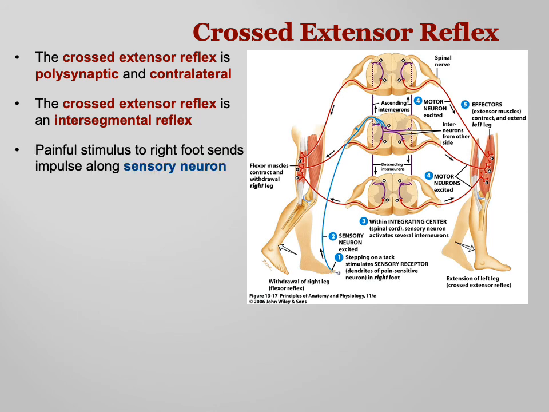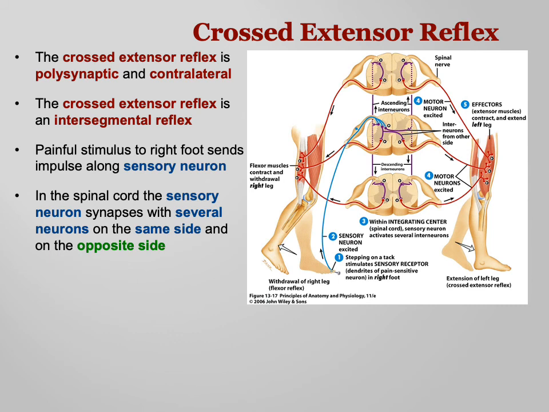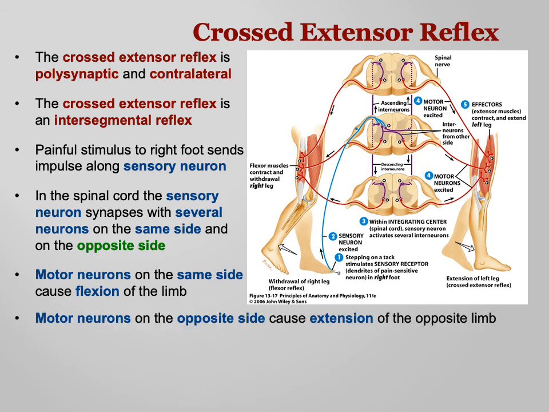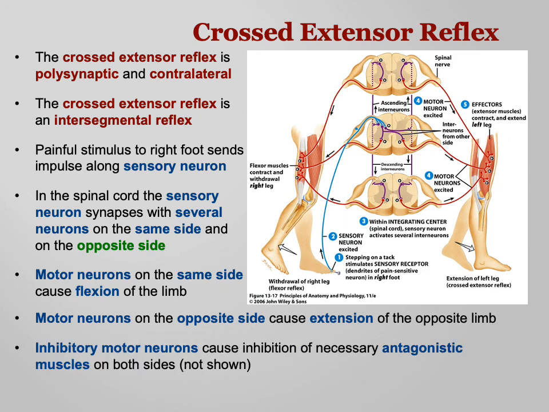So a painful stimulus to the right foot sends an impulse along a sensory neuron, just like before. That sensory neuron synapses with several neurons on the same side and on the opposite side, hence contralateral, crossed extensor. So the motor neurons on the same side flex the limb, all right? So notice you're going to flex your right lower leg to pull it away from the painful stimulus. But then on the left side, you want the left side to extend to ensure that your foot is planted on the floor, all right? So that's why it's the crossed extensor, all right? The side that's affected flexes, but the opposite side needs to extend.